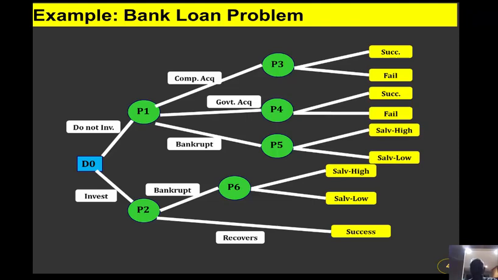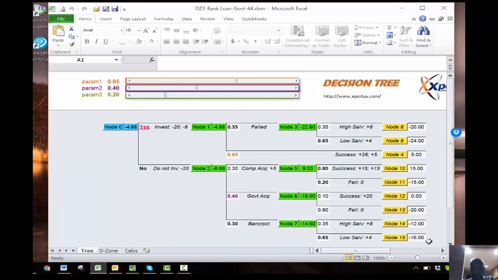Let's now go ahead and look at the Excel application. This is the decision tree on our Excel app that represents the bank loan problem. As you can see, here's the investment, here is where we do not invest, here's the failure, and here are the three possible options. How you build this is a subject in a separate video.